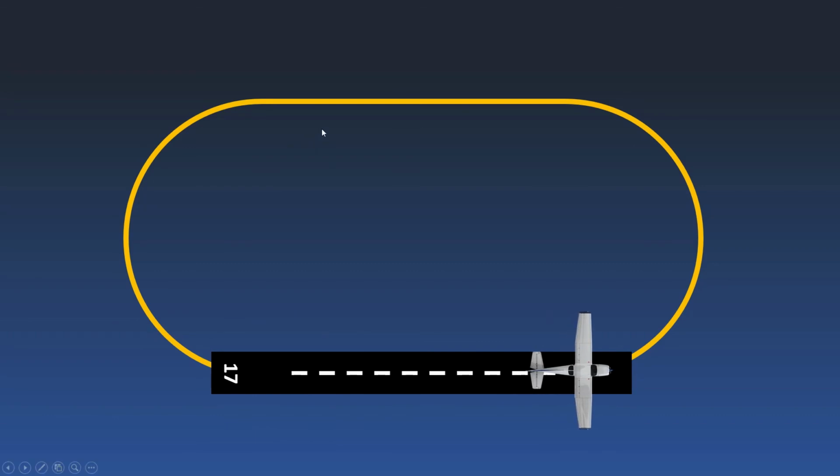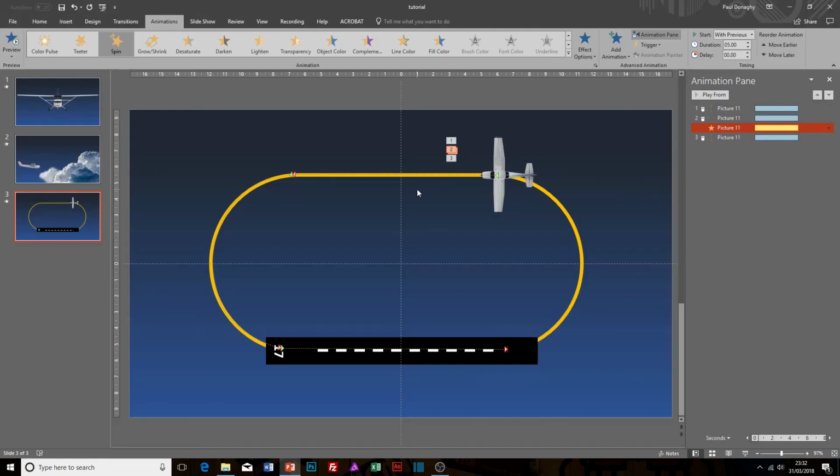So all we've done is simulate a kind of flying a circuit in an aircraft, so you can add whatever legs you want there and all the information on the circuit. But you can see this is a very easy way of combining motion paths and rotations to give you some more lifelike animations.